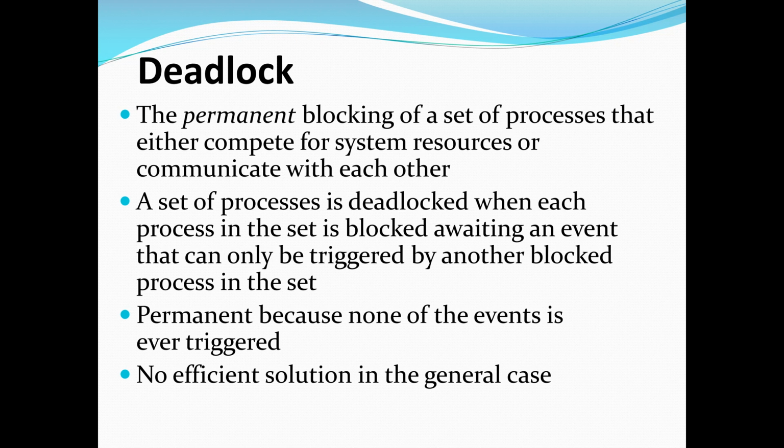So a set of processes is deadlocked when each process in the set is blocked, awaiting an event. Typically this is the freeing up of some requested resource that can only be triggered by another blocked process in the set. So a deadlock is permanent because none of the events is ever triggered. And unlike other problems in concurrent process management, there's no efficient solution in the general case.